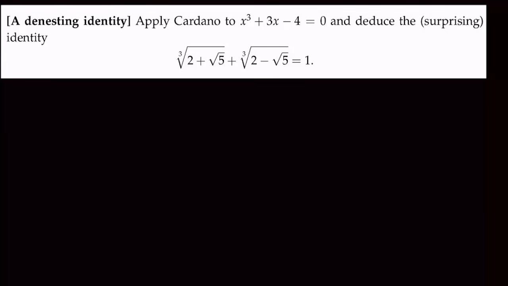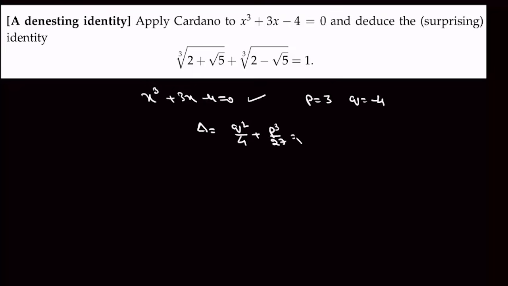Let us take another question. It says, apply Cardano's to x cube plus 3x minus 4 equals 0 and deduce this surprising identity. Now we have this cubic equation, x cube plus 3x minus 4 equals 0. It is already a depressed cubic where p is 3 and q is minus 4. Now delta here is q square by 4 plus p cube by 27. Now this is 16 by 4, 4, plus 1. So this is 5 and it is greater than 0. So it has one real root.